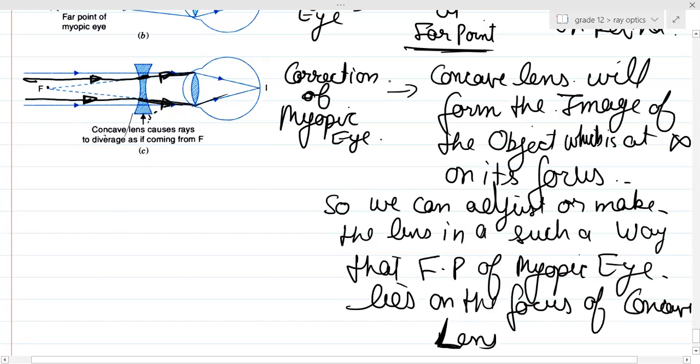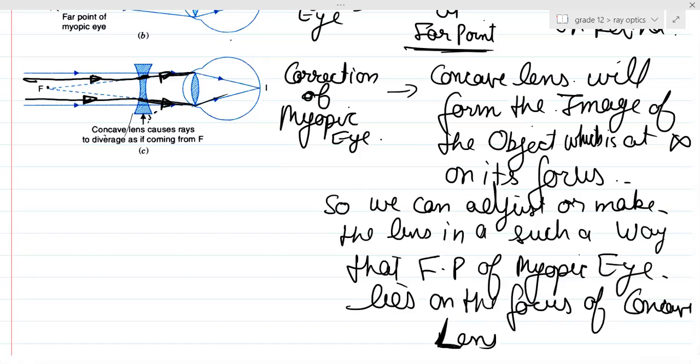So you understood the logic, guys. Basically by using a concave lens we formed a virtual image just at the far point, and at the far point my eye was able to see. So basically you are not seeing the object. This concave lens is aiding you to see the image of that object. Is it clear? You're not seeing the object, you're actually seeing its image.